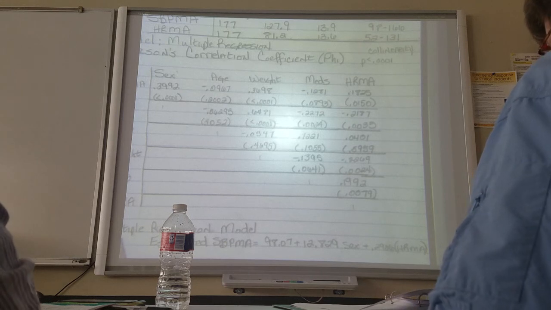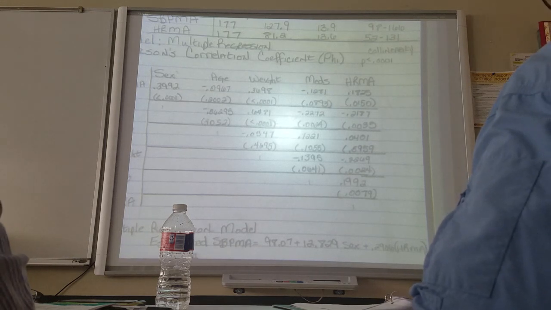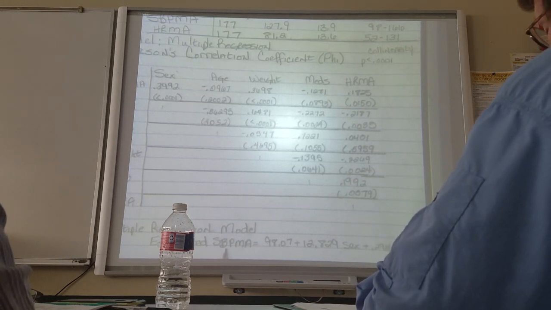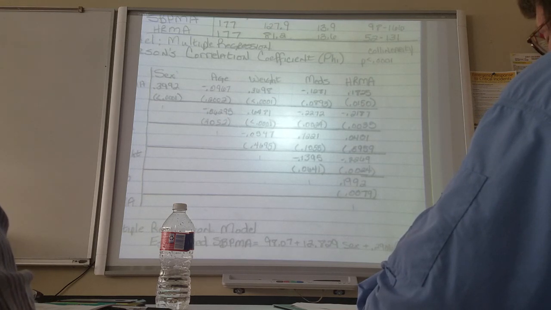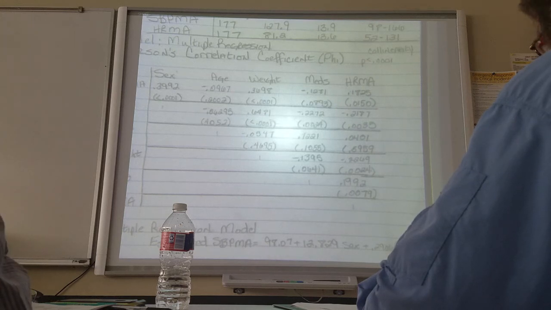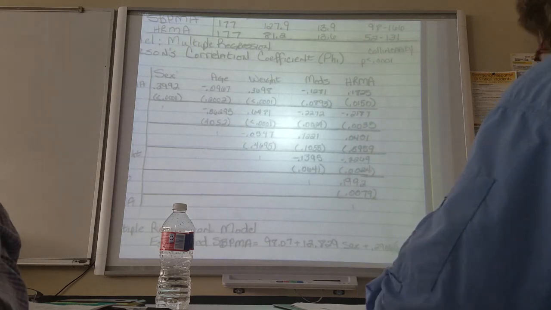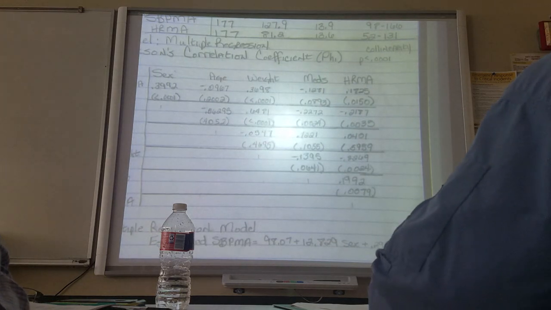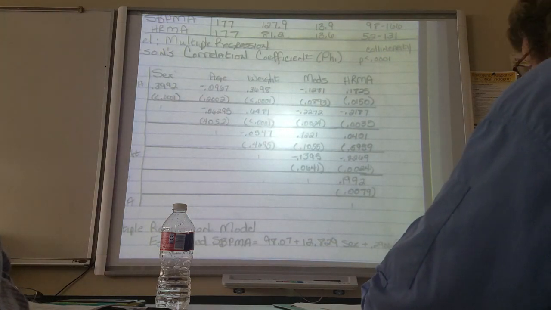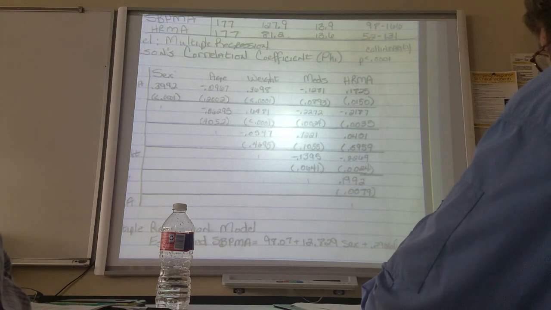Okay, so I have a multiple regression model. I start with the one that has the highest estimated R-squared, so gender is the one. PMA, which is the Y variable, equals 98.07 plus 12.829, and then sex is the X variable, plus, oh, I can't read my own handwriting, 0.2906 times HRMA.